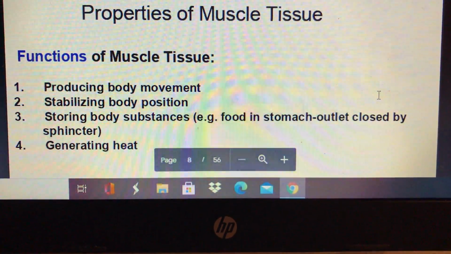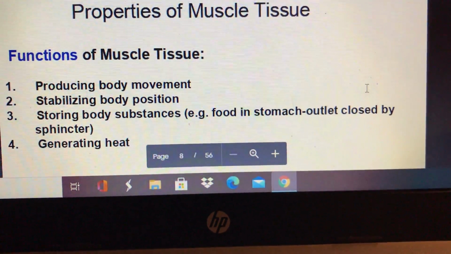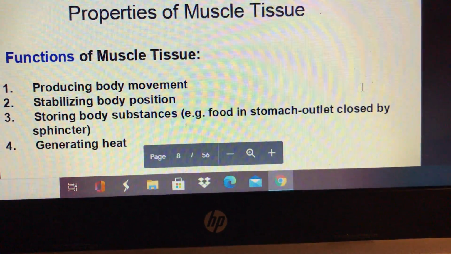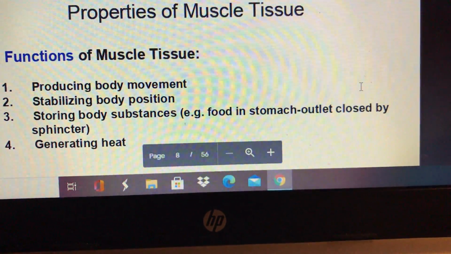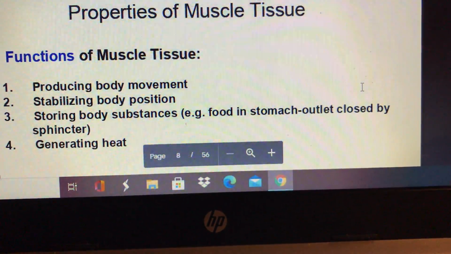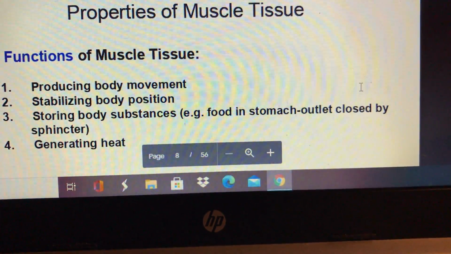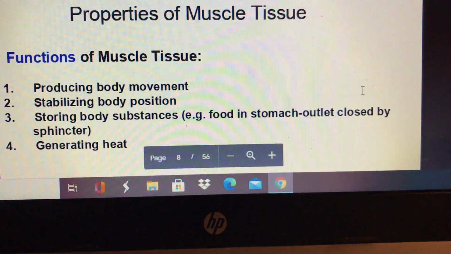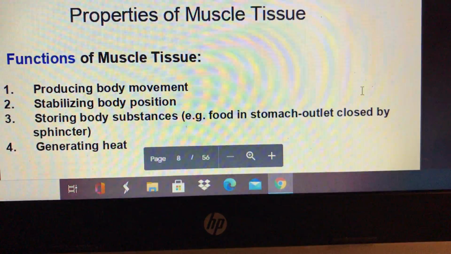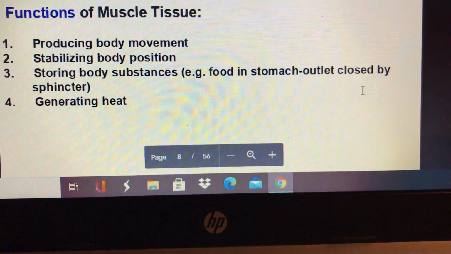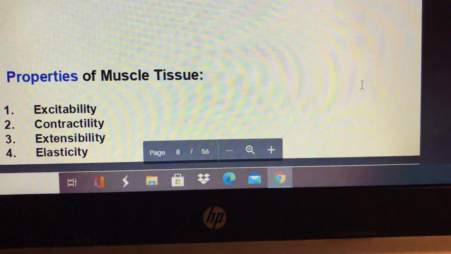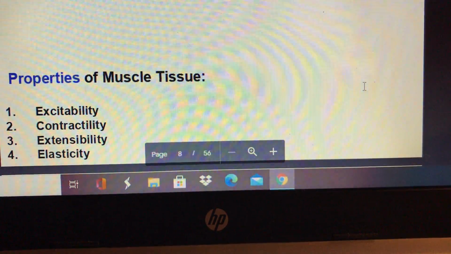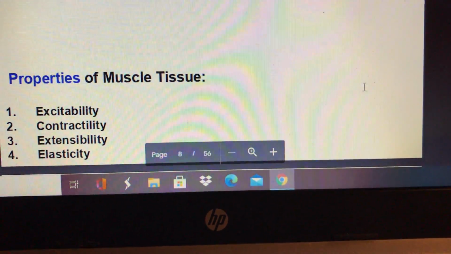Properties and functions of muscle tissue. They produce body movement. They stabilize body position. They store body substances, such as food in the stomach. Then they generate heat. Some properties of muscle tissue, again, are excitability, contractibility, extensibility, and elasticity.